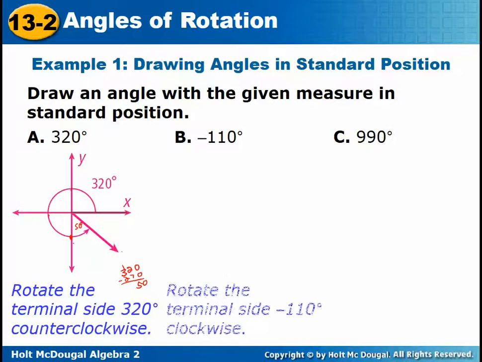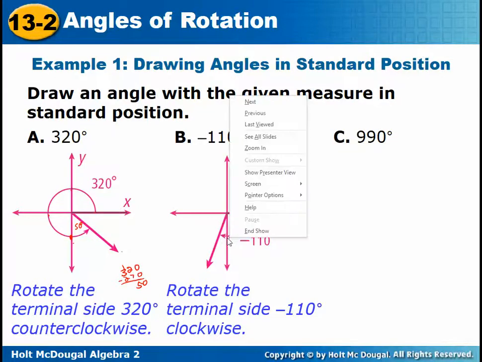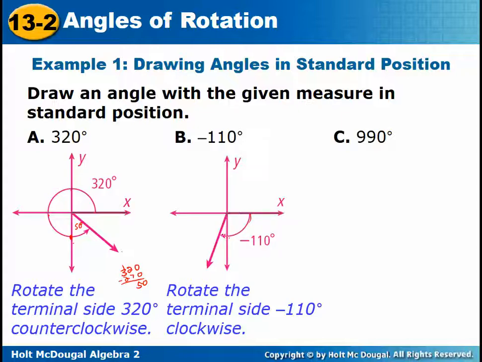And then for negative 110, again, you start with your XY coordinate system, and this time we're going to go clockwise. We're going to go the opposite way. There's 90, and then we have to go a little bit more to get to 110. We have to go 20 degrees more to get to 110, because 90 plus 20 is 110.